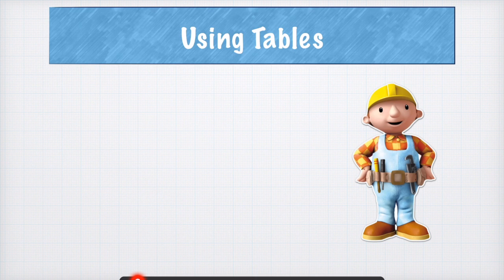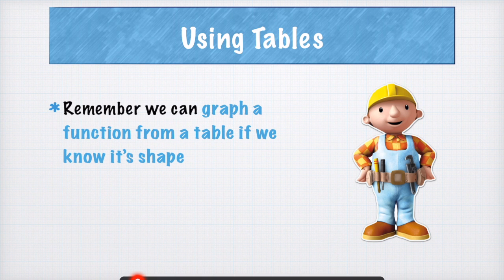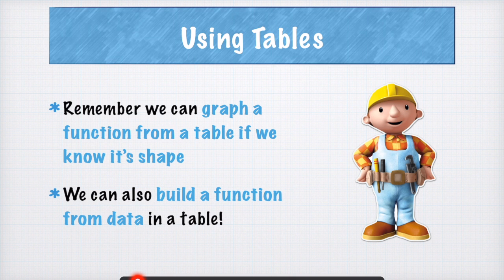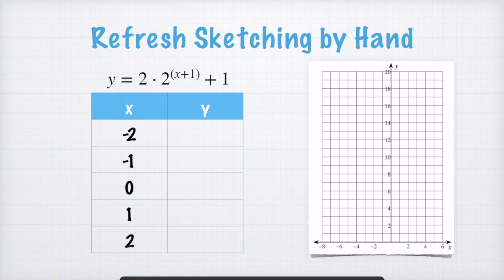Now we can build our functions using tables, which is why we have Bob the Builder over here. So we can graph a function from a table if we know its shape, and we can figure out what its shape is going to be from the data in the table, and we'll go over what that actually means. So let's refresh sketching by hand.